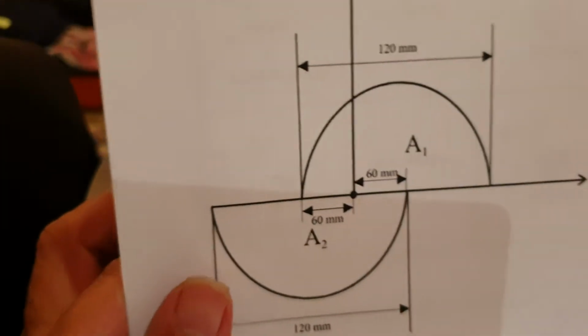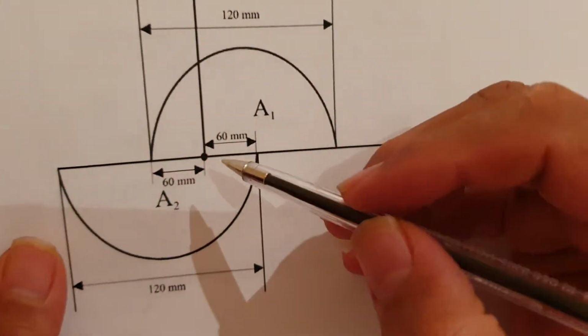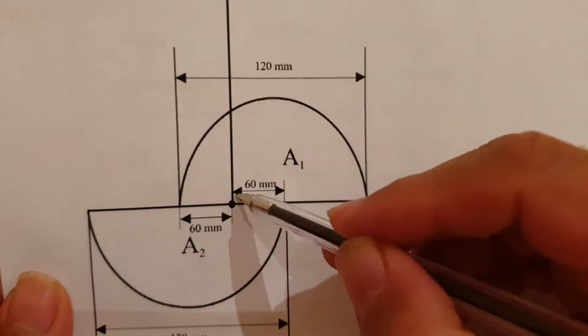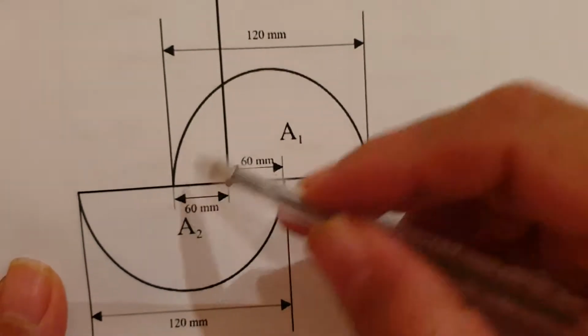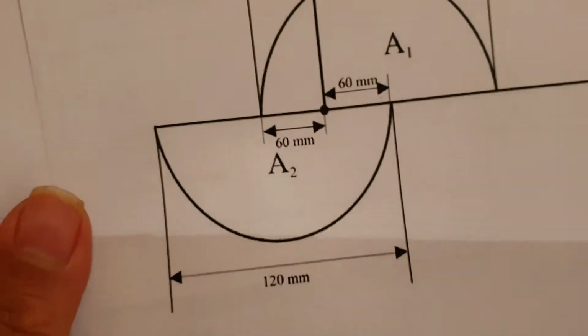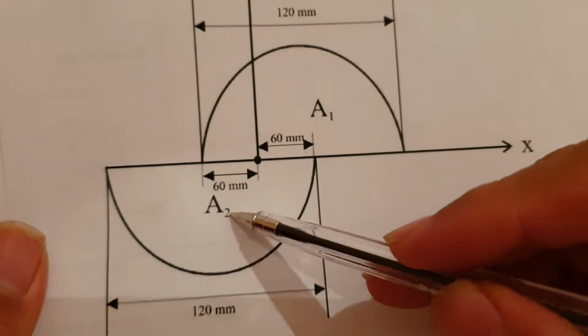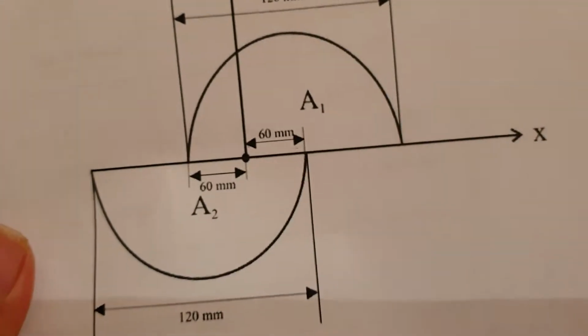Again, we will do the same thing. We should find out the x bar, 60 millimeter from the center to the x-axis, that's plus, and this is minus 60. And in this example, of course, the book put A1, A2, the other one put A1, A2. It's the same thing. Whether you put A1 at the top, it should give you the same answer.